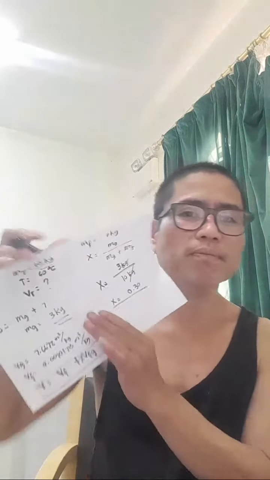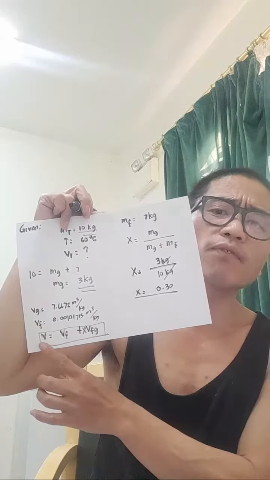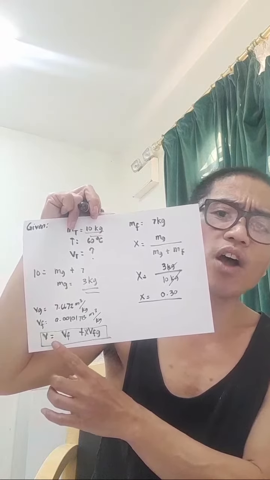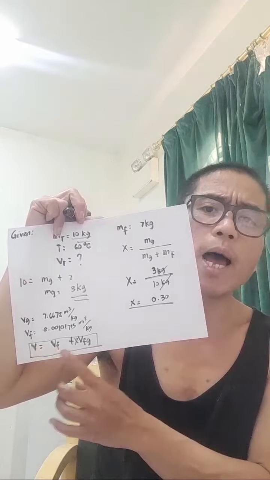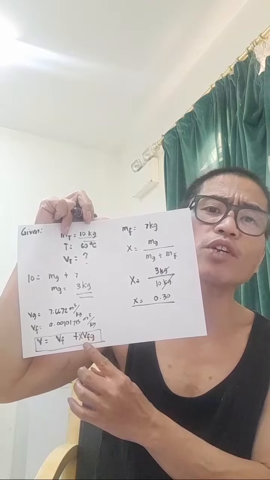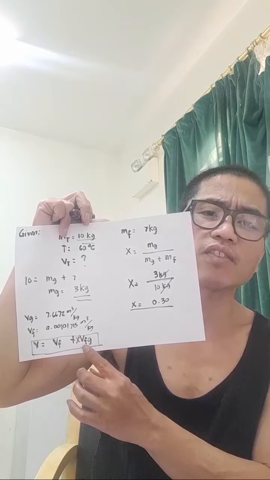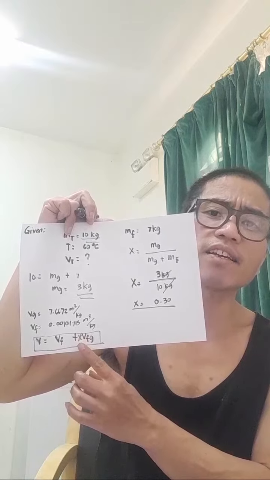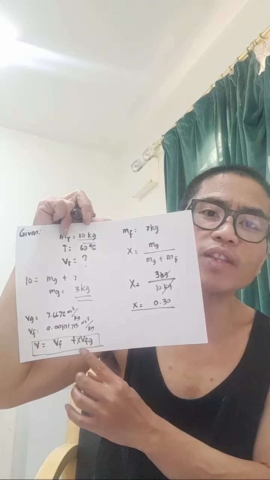So, specific volume at liquid state, VF, plus VFG. This one. This is very useful, guys. Times the dryness fraction x. This is the formula so that we can compute. So specific volume of the total or entire process is equal to the specific volume of the liquid plus the specific volume during vaporization stage times the dryness fraction x. That's why it is VFG, meaning liquid to gas.